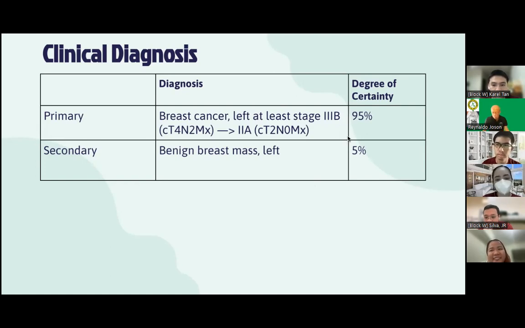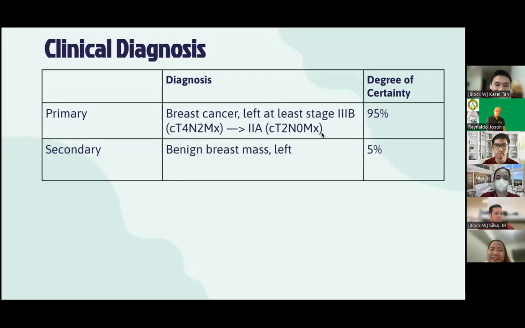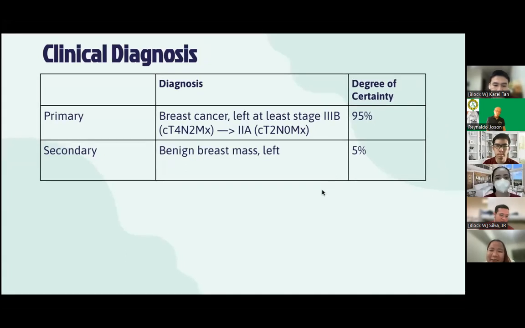For degree of certainty, I put 95%. I didn't want to put 100% kahit biopsy proven po siya. Kasi I read po na there's no such diagnostic test na 100% certain sa accuracy po. And then, so 95 is pretty high na po for me.